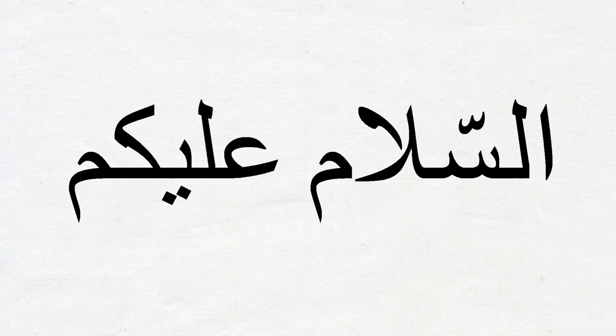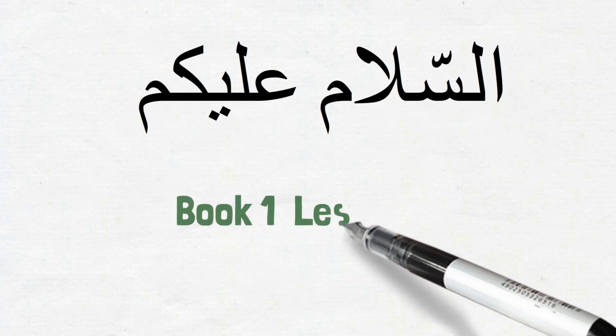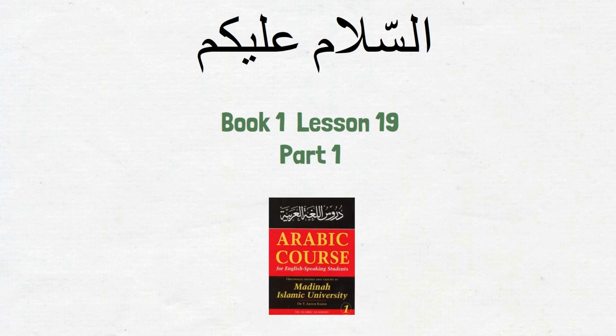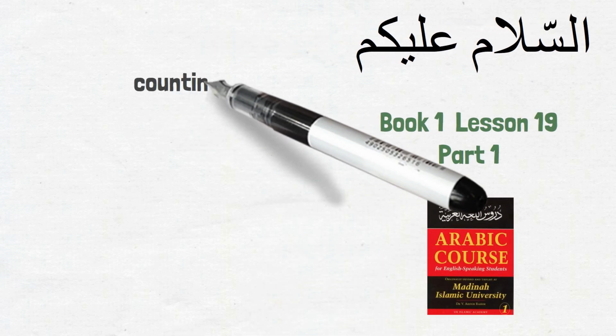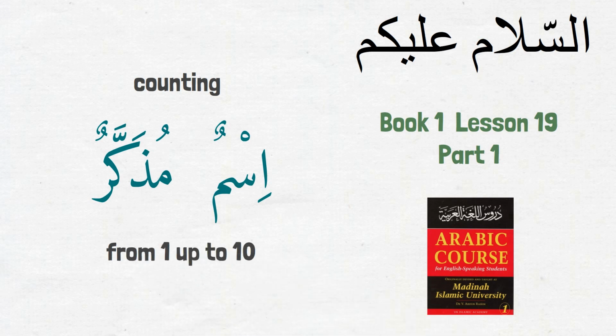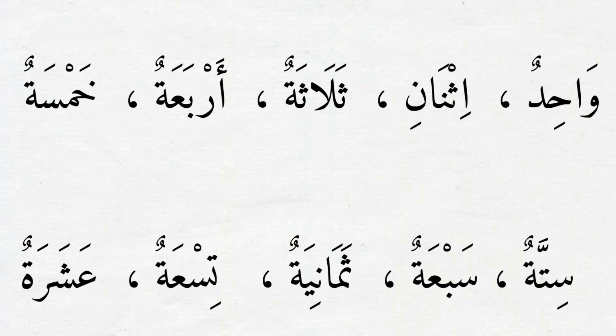Assalamu alaikum everyone. Welcome to the new episode of Madinah Arabic short tutorial series. Today we will start lesson 19 of book 1. In this lesson we will learn how to count the MUTHAKKAR ism in Arabic from 1 up to 10. First we will need to learn the numbers from 1 to 10. Here is the list. Let's read them together.